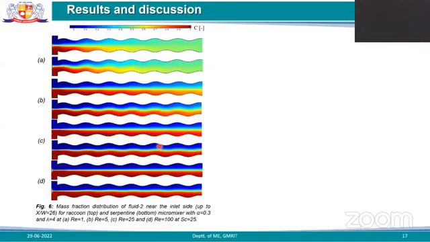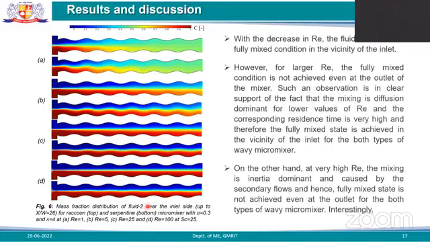So these are the mass fraction contours. Here we can see that for the different Reynolds numbers, four cases of Reynolds number are shown, for a particular alpha and a particular lambda. Whatever outlet we are showing is for a particular distance, that is x by w equal to 26. If we divide the distance along the x axis by the inlet width, that is 26. So up to that certain distance we have seen and we have got some outcome.